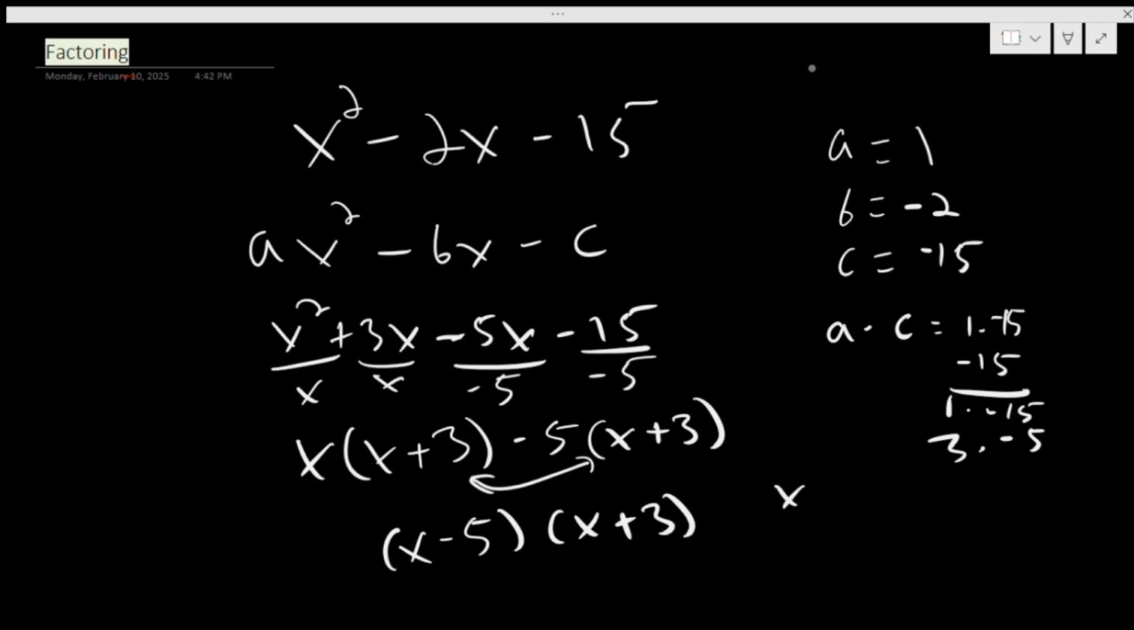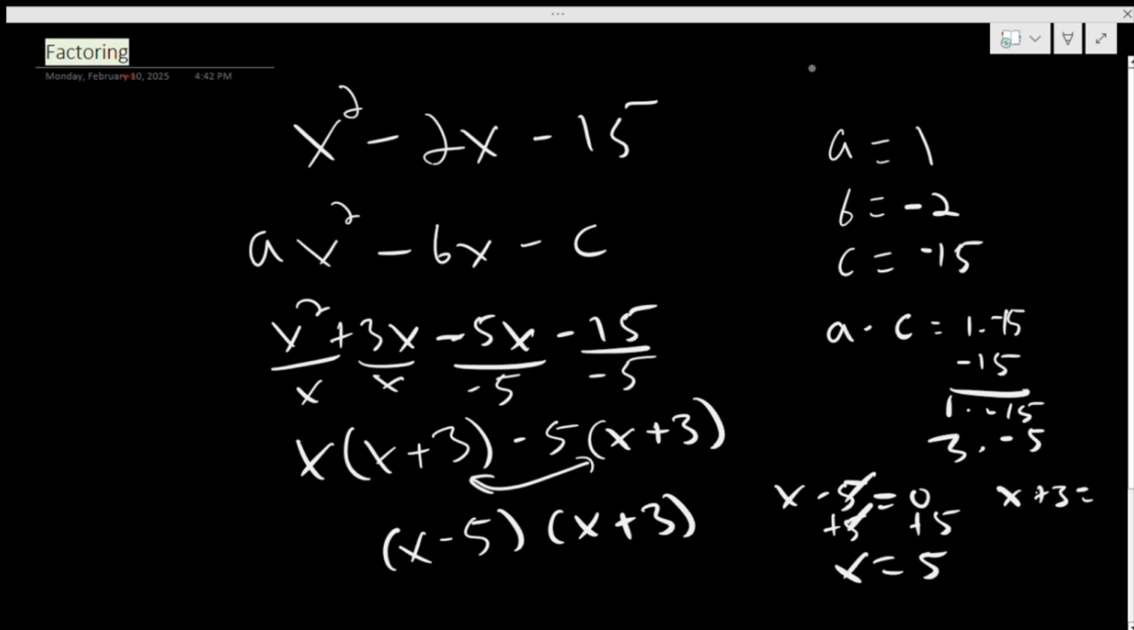So we have x minus 5 equals 0, okay? So we add 5, and you get x equals 5, right? So then you have x plus 3 equals 0.